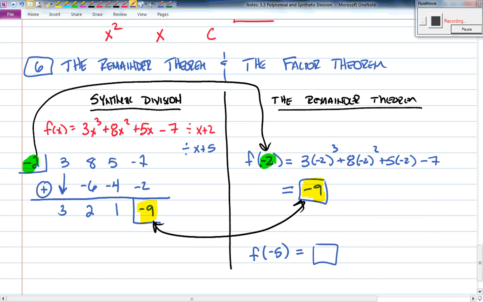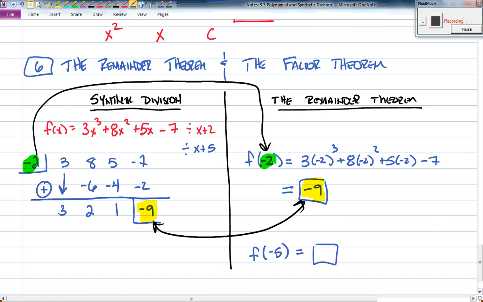The remainder theorem is sort of tied to synthetic division. Whenever you can use synthetic division, you can also use the remainder theorem. So if I ask you to find the remainder, all you have to do is evaluate the function at that particular value. That's one of our theorems here.